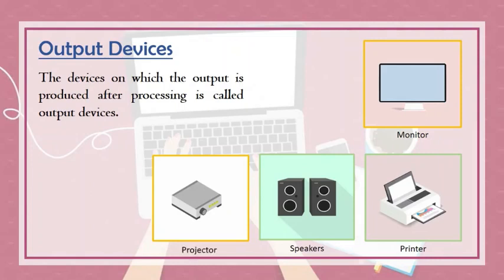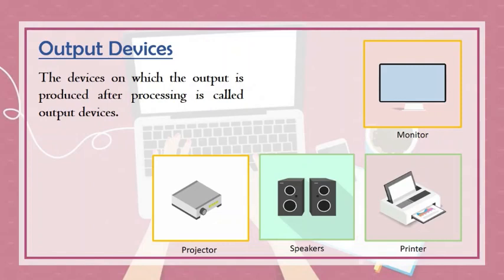Output devices. The devices on which the output is produced after processing are called output devices. First, monitor. It looks like a TV, as you see in the picture. It is also known as the VDU, that is Visual Display Unit. The output that we see on the monitor's screen is called soft copy, like a picture.